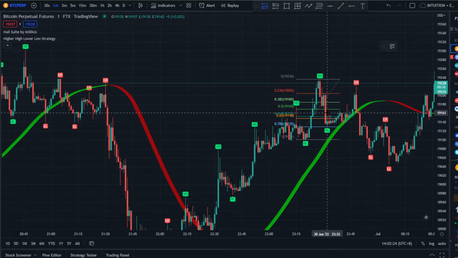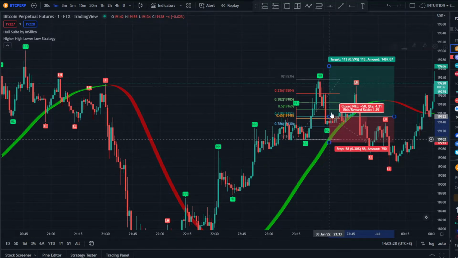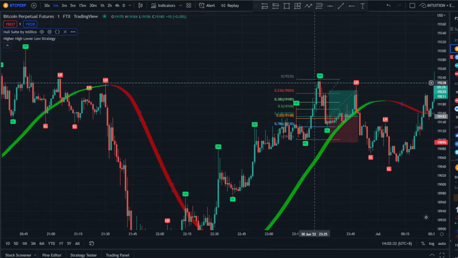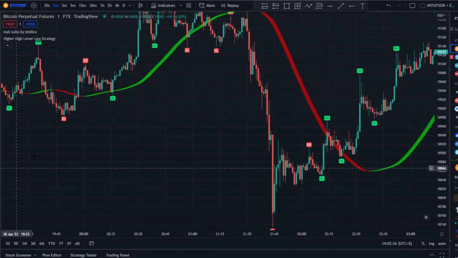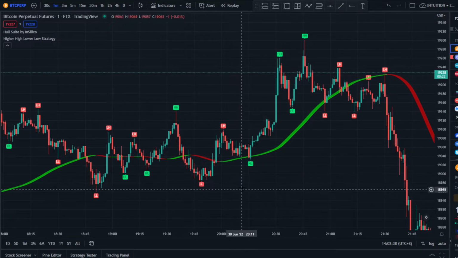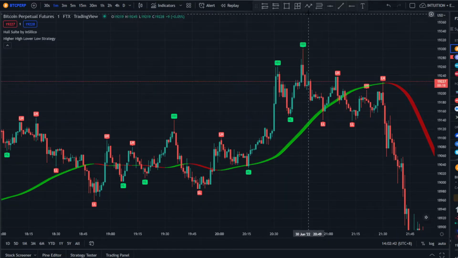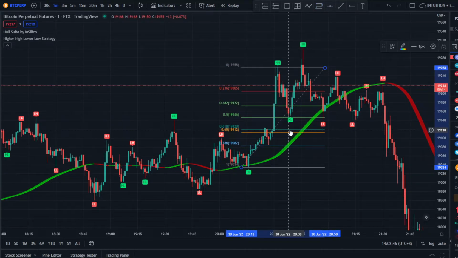So we'll be entering here. Stop loss will be below the higher low, and we take a 1:1, and we'll take profit over here. Let's look again for another position. We have a higher low here, higher high, but we'll miss that trade because it did not touch the 0.618 level.